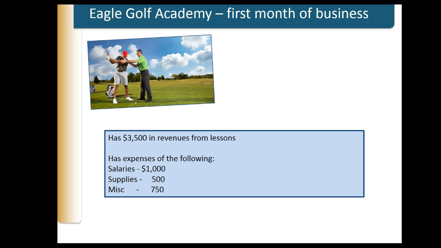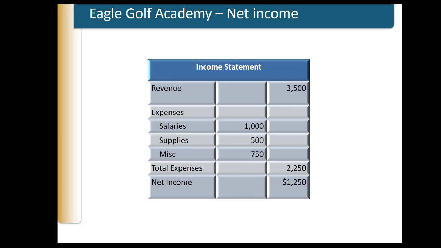Let's go through an example of this, Eagle Golf Academy, and let's just take some hypothetical scenarios to see how we would provide an income statement. So in its first month, Eagle has $3,500 in revenues from giving lessons. Again, that's a service industry. The expenses include salaries of $1,000, supplies of $500, and miscellaneous expenses of $750.